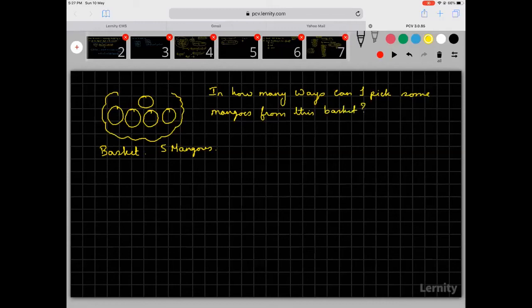So I have this basket here. This basket has 5 mangoes. In how many ways can I pick some fruit? I mean, I will be picking up mangoes, obviously. So in how many ways can I pick up mangoes? Just think about it and make some notes.